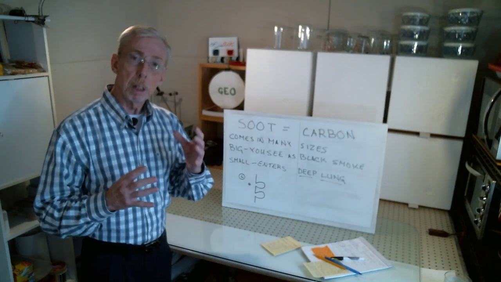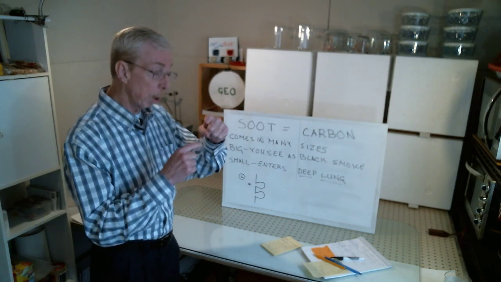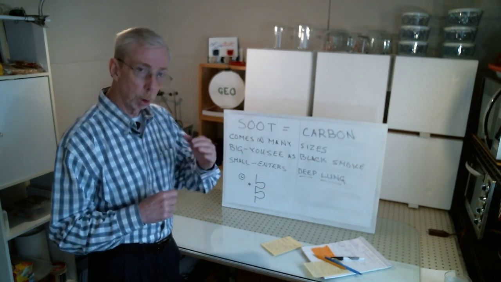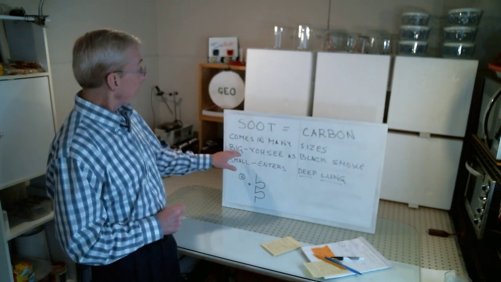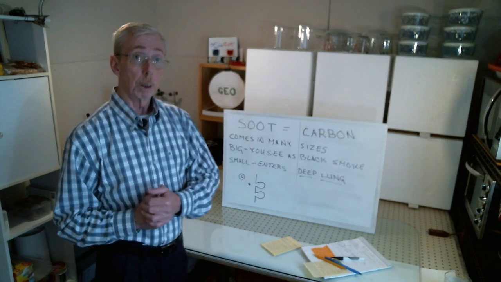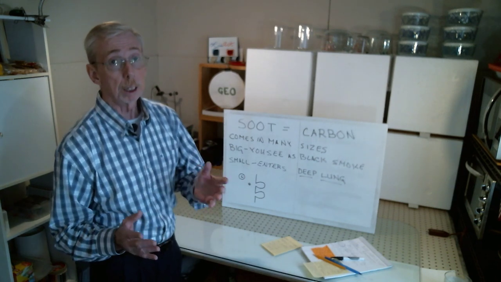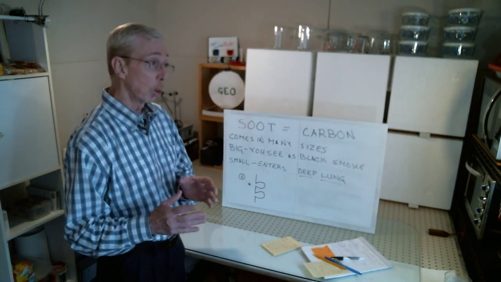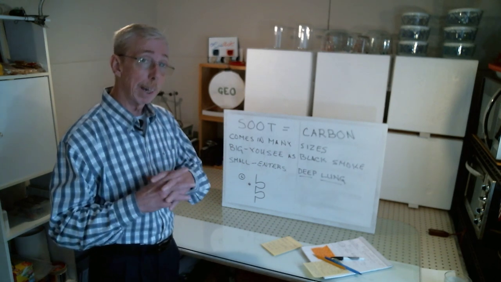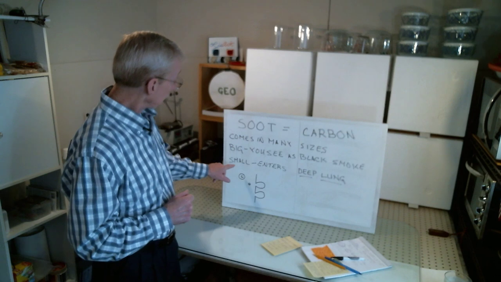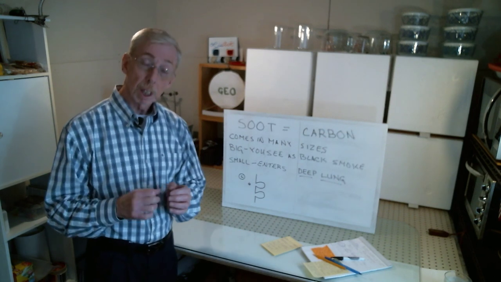Carbon comes in many different sizes, and that's determined by the height of the flame. There's a carbon zone, and we're going to talk about the flame next. The big stuff, you see that as the black smoke. And that's bad. It gets on everything. It's not particularly great. The health effects are not as disastrous as the small carbon, the tiny stuff.